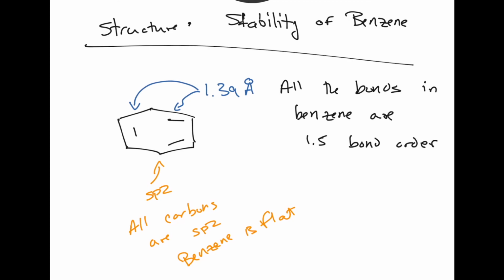Because every carbon is sp2 hybridized, all the bond angles are the same. These bond angles, let's pick a different color here. Bond angle is 120 degrees. So all the bond angles are the same. They're all 120 degrees.